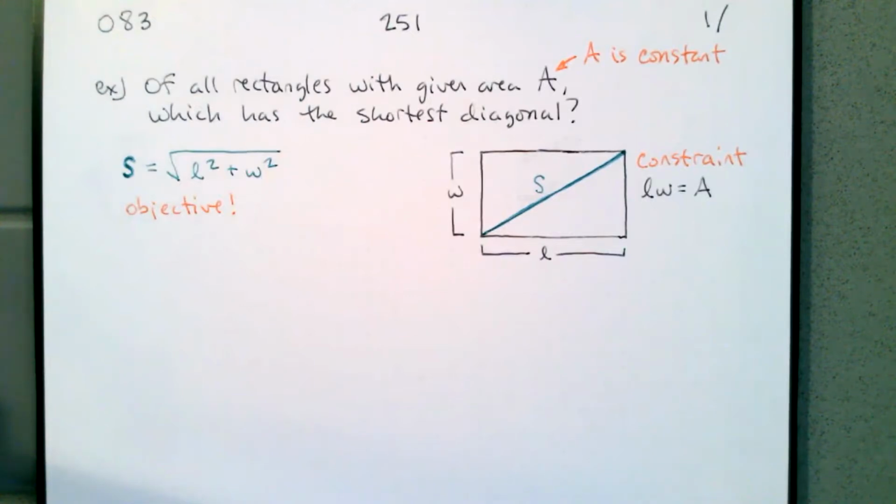So we're going to do the same thing that we did yesterday. We're going to use the constraint, which is a relationship between L and W, and plug that into the objective to write S in terms of just one variable.